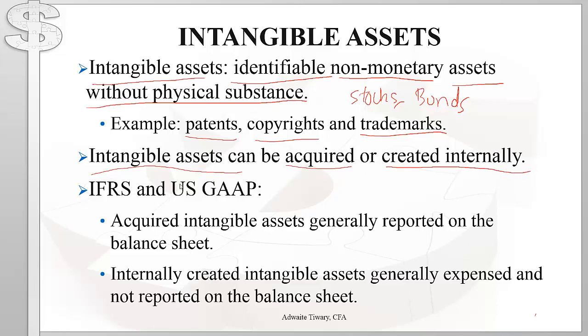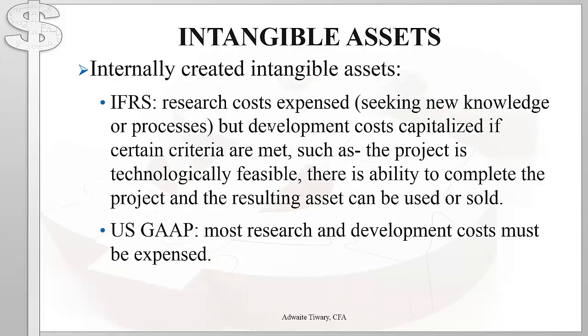Under both the IFRS and the US GAAP, acquired intangible assets are generally reported on the balance sheet, whereas internally created intangible assets are usually expensed on the income statement and they are not reported on the balance sheet. Let's take a closer look at internally created intangible assets.